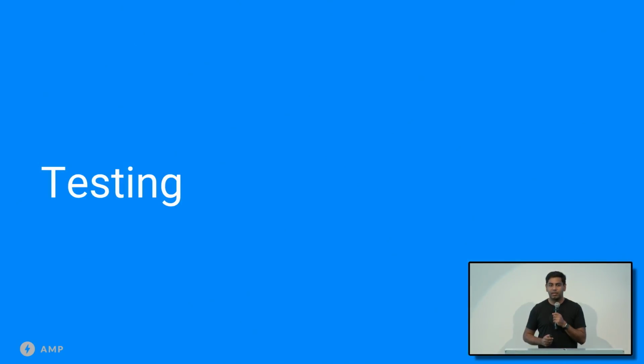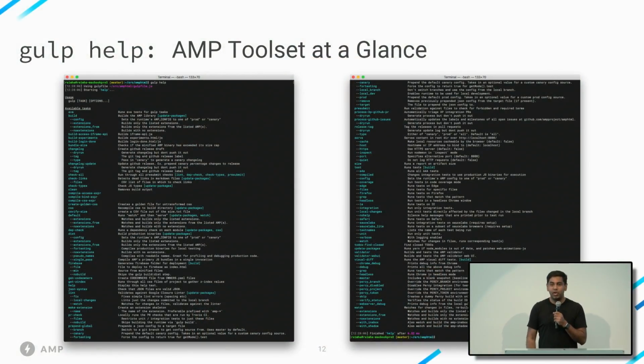Let's move on to testing. Now, I could spend a whole hour talking about the way the AMP runtime is tested, both when you check in some code and it's tested on our continuous integration infrastructure, and before that, when you do local testing. So instead of going into that entire list of things that we do to test, I'm just going to illustrate it with a screenshot. You're obviously not expected to read any of the stuff there, but if you go to your command window and type the command gulp help, you will see the entire AMP toolset at a glance.